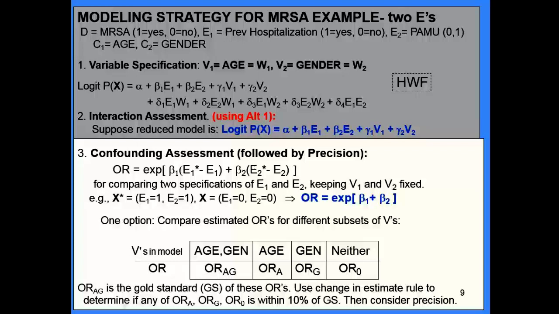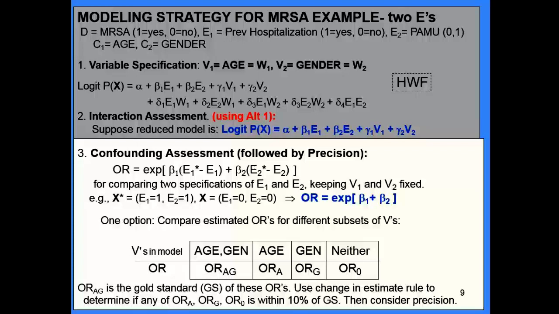Now if we do this and we want to say that regardless of whether V1 and V2 are both in the model, that's the gold standard. Neither in the model, that's crude. One's in the model and not the other. Regardless of which one, the formula for the odds ratio, if we're comparing 1 versus 0, is e to the beta 1 plus beta 2. It's going to change depending upon whether both V1 and V2 are in the model, neither are in the model, or one is in the model and not the other.